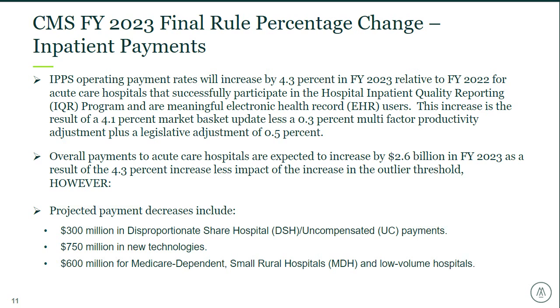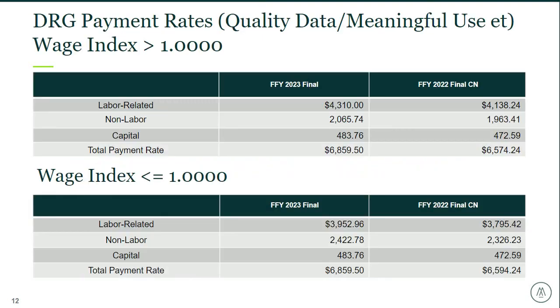The fall off of the items that were included in new technology add-on payments will experience a reduction. And the Medicare dependent hospitals and low volume hospitals will experience a reduction as a result of some add-on payments that have been allocated to them that will expire in 2023 unless Congress extends those payments. So we'll have to wait and see what happens. But at least right now, that's what's sort of baked into the rule.